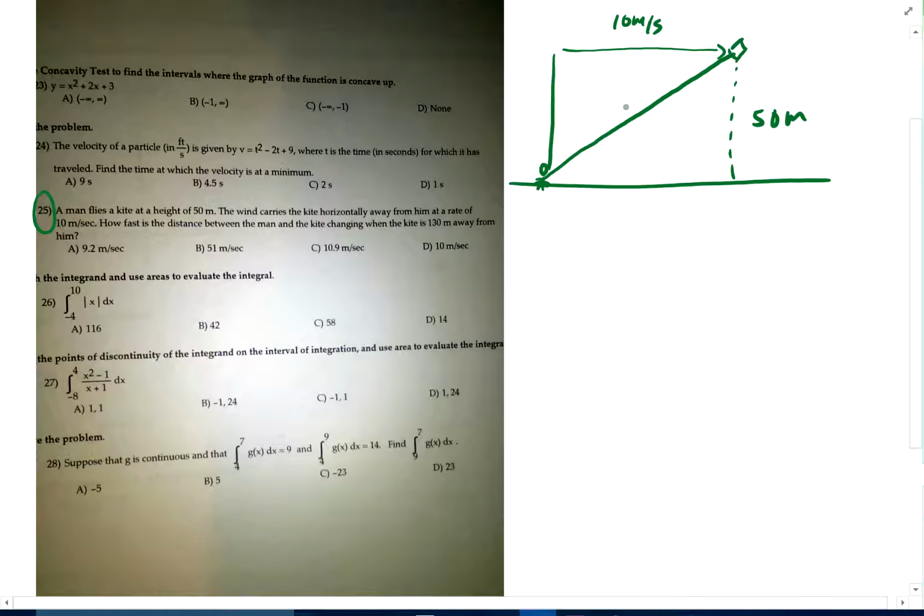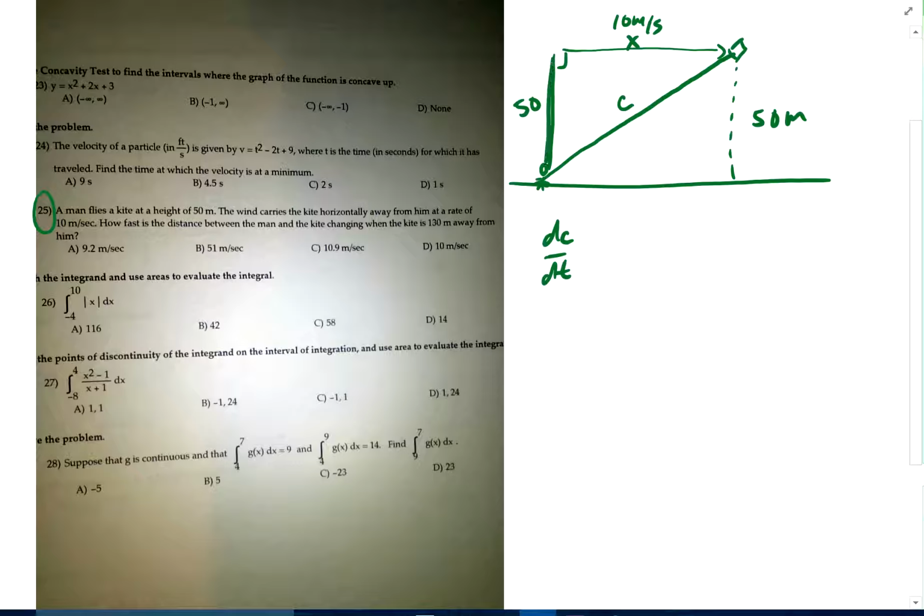So the man and the kite, if this distance is c, then they're trying to find dc/dt. If this distance here is x and this is 50, then I've got my right triangle right here. And I can write an expression between x, c, and 50, and then the derivative is going to give me dx/dt, dc/dt, and then the derivative of 50, because this is a constant, notice. Right, the x is changing and the c is changing. So that's what we're trying to find.